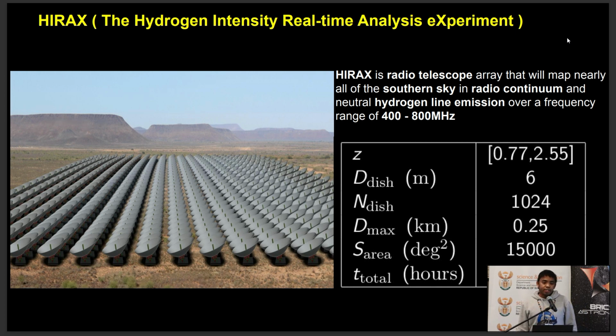As I mentioned, we use HIRAX, which is a radio telescope that maps most of the southern sky from 400 megahertz to 800 megahertz, and it consists of 1024 dishes. Hence, it can cover up to 15K degrees squared, which is good for cosmology since we can probe a large volume.